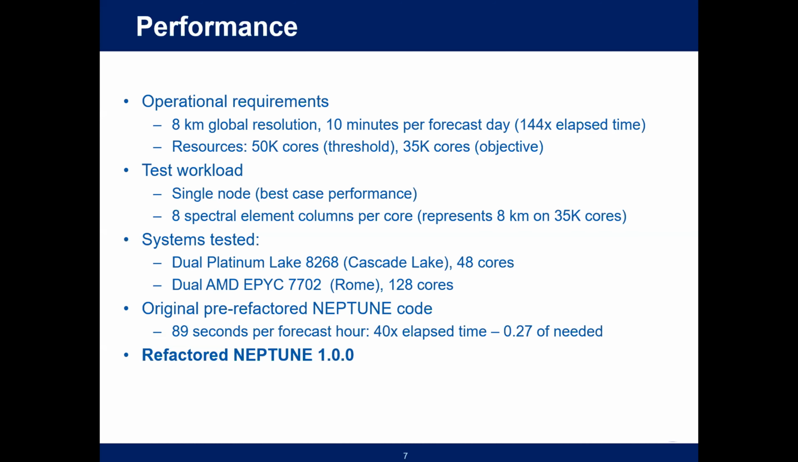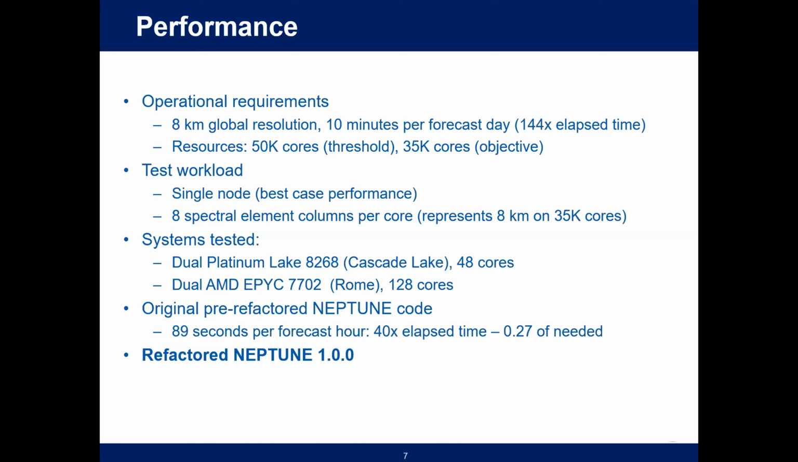The test workload that we used puts 8 columns of spectral elements, vertical columns of spectral elements on each core. And that way we can normalize over different platforms. It doesn't matter how many cores a particular node has. The workload is 8 spectral elements per core, and that basically represents what one core would see computing as part of this 8-kilometer, 35,000 core operational run.